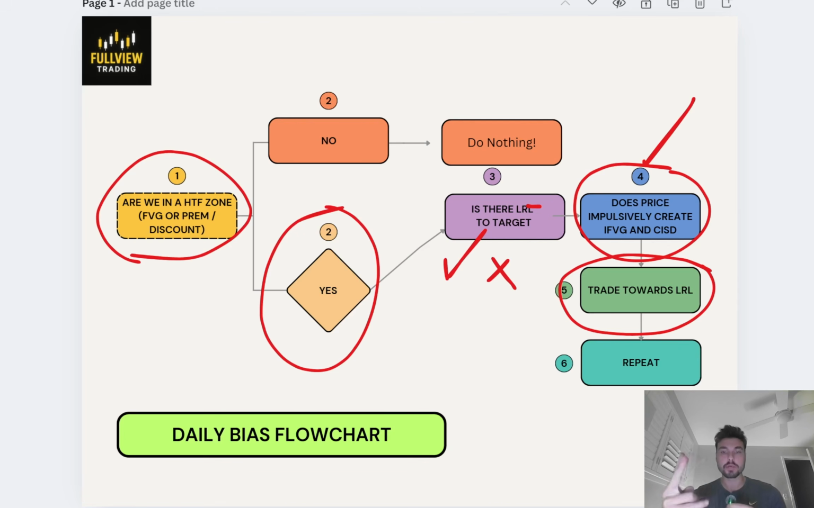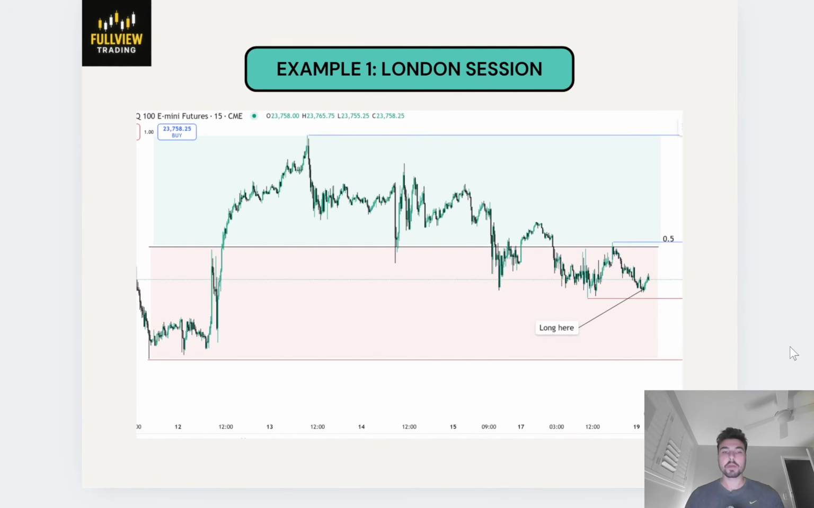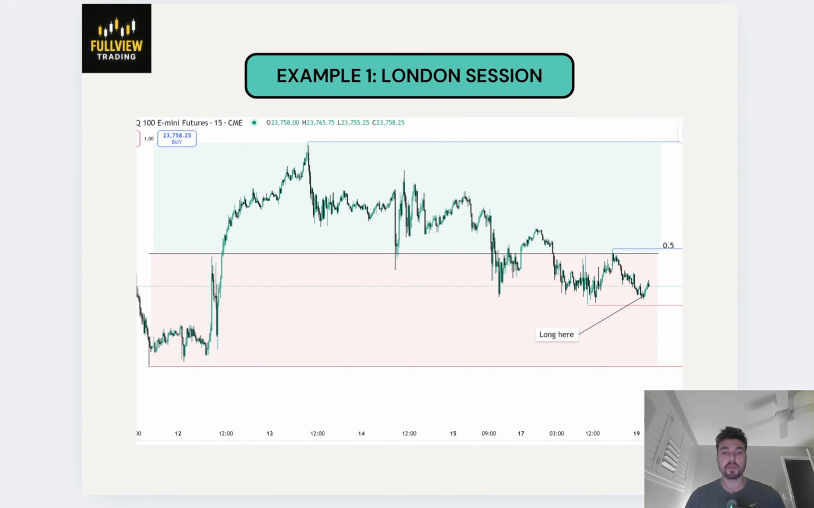So I want to apply this to two examples. One from today, the London session, and one from yesterday during the New York session. But I encourage you guys to use this framework for yourself and tell me if you find success. Write in the comments below, join the Discord, let me know, because this is how simple it needs to be. Let's move on. Alrighty, looking at the first example here, and this is from the London session.